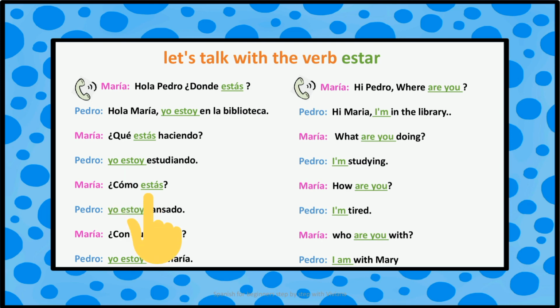We use ¿cómo estás? because we are talking about your feelings. How are you? Good? Bad? Okay. We use yo estoy cansado because we are talking about the feelings. We use ¿con quién estás? because we are talking about with who you are. And I use yo estoy con María because we are talking about with who María is.